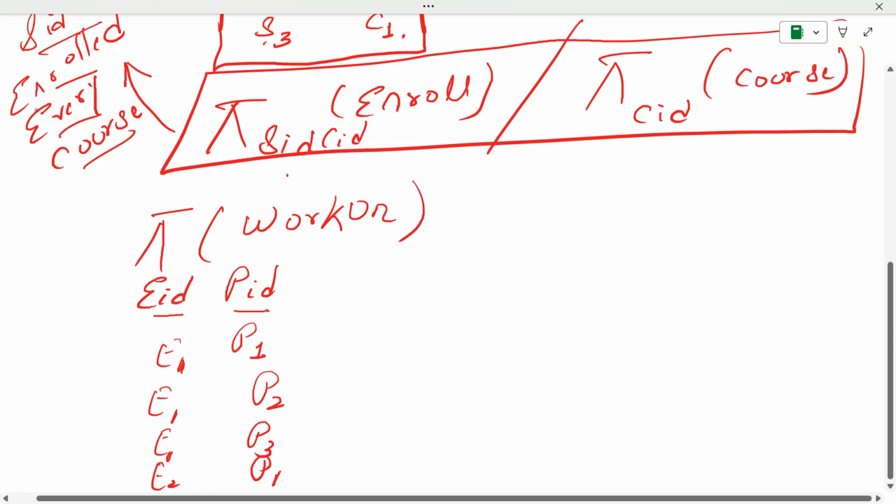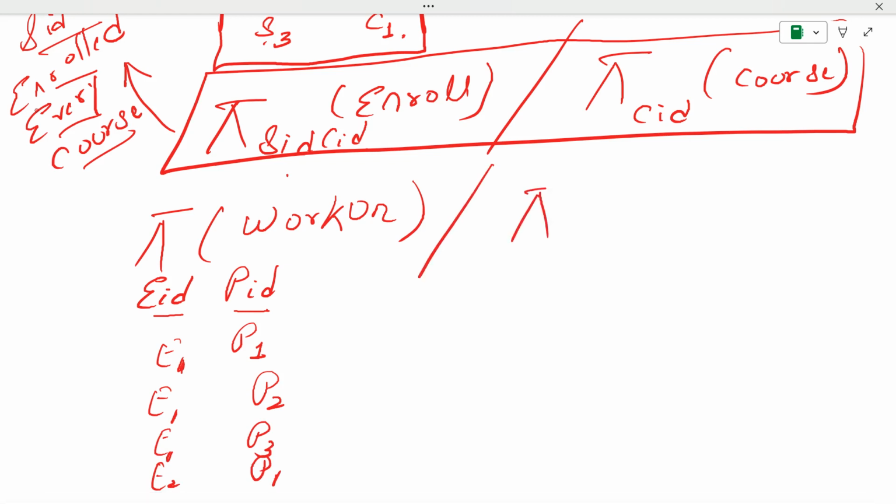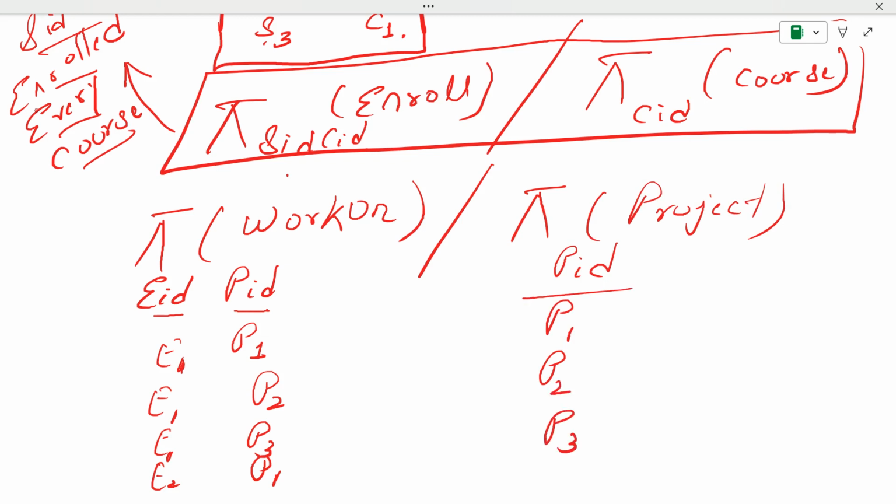This way we have it, and then we have something called the project, and for project we have the candidate key as PID, and here we have all these projects like P1, P2, and P3. We need to find an employee who is working on every project. So if we see E1, E1 works on P1, E1 works on P2, and E1 works on P3. So E1 is the employee who works on every project.